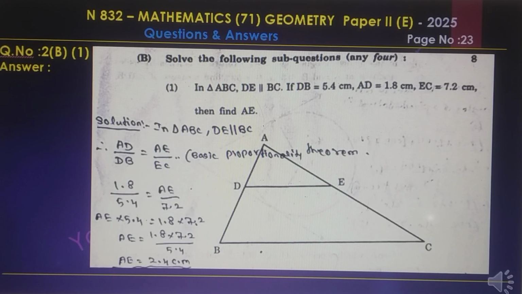And B, in the following figure, in triangle ABC, DE is parallel to BC. If DB equal to 5.4 centimeters, AD equal to 1.8 centimeters, EC equal to 7.2 centimeters, then find AE. Here the answer I have given: AD by DB equal to AE by EC, by the basic proportionality theorem. 1.8 upon 5.4 equals AE upon 7.2, so AE equal to 1.8 into 7.2 upon 5.4. Final answer 2.4 centimeters.